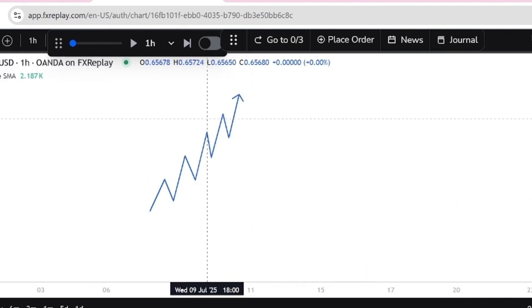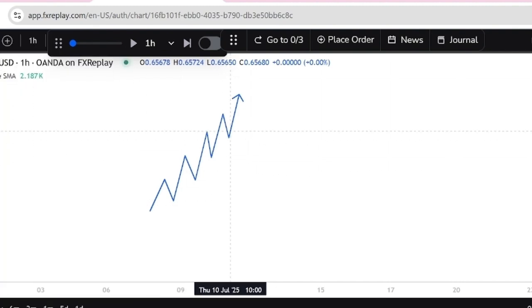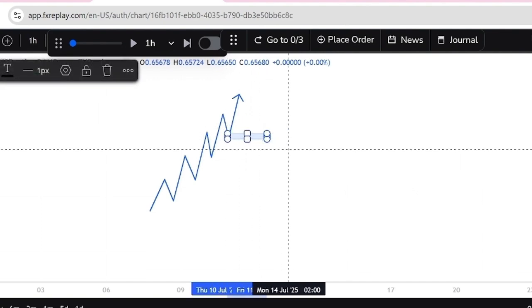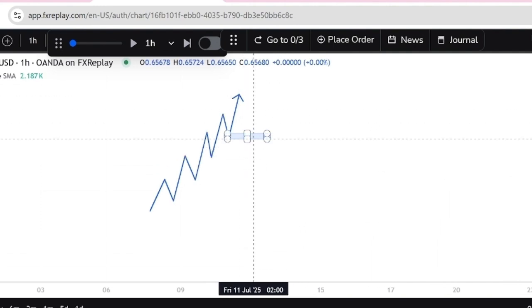And with our normal demand and supply concept, what are we supposed to do? We want to see what? When you have a break of structure above this high, you want to take your trade from this point. But a lot of times you see that the market will pierce through this zone, making that zone an invalid zone. So what are you supposed to do?